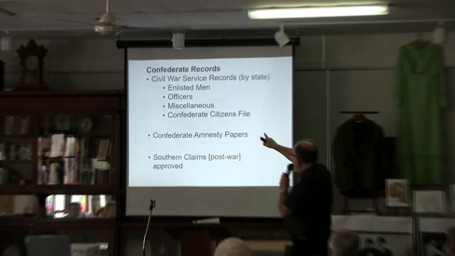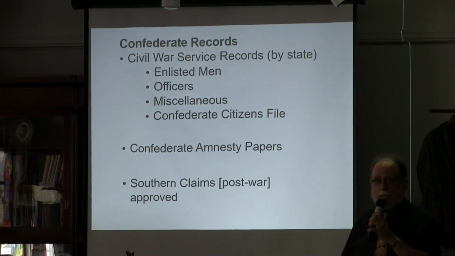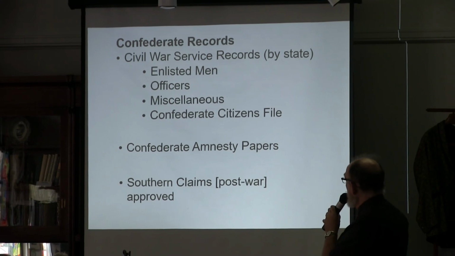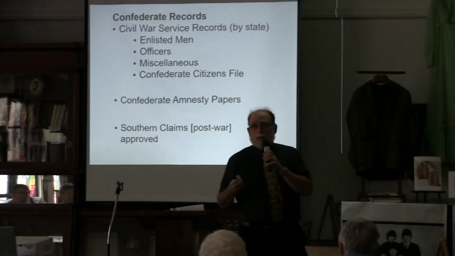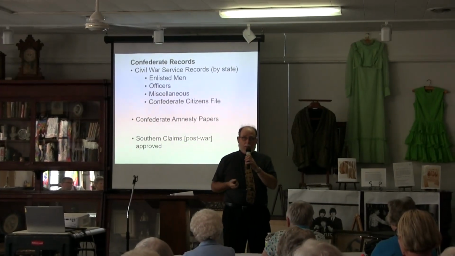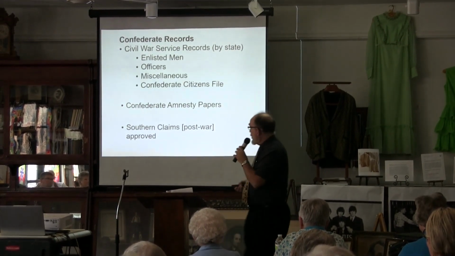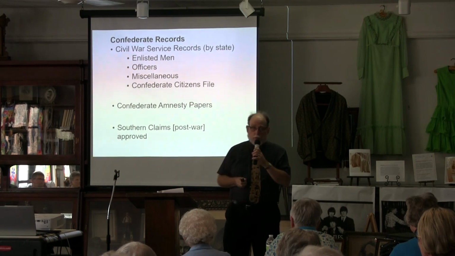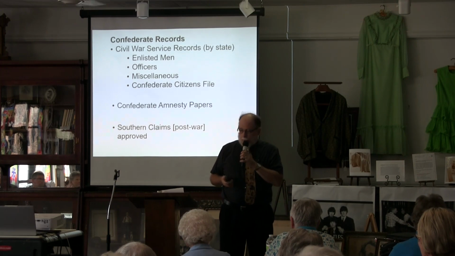All right, now as I was mentioning, Confederate records for enlisted men, officers, and also miscellaneous. There are some really interesting things that can show up in fold3.com. Also, it contains Confederate amnesty papers. Many Confederates applied for amnesty so that they could actually vote after the Civil War ended. And then Southern claims post-war that were approved or that were just sought, seeking reimbursement from the federal government. Should we go on to the next screen?